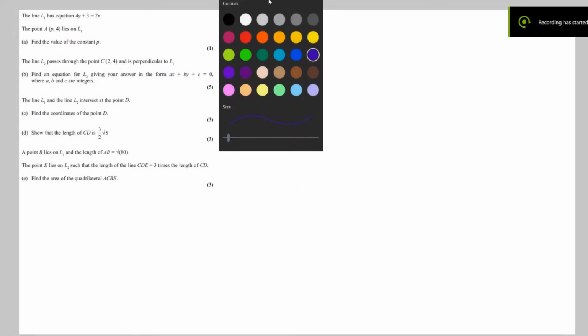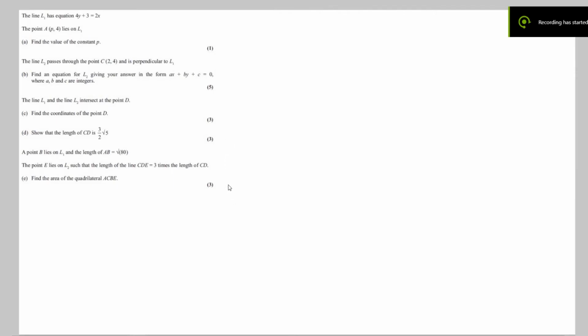Okay, so moving on to the last question, which is probably the hardest question of this question, if that makes sense. And that's probably what's going to set A-star students apart from A students. Okay, so let's start reading the question. A point B lies on L1 and the length of AB equals root 80. And we're told about L2 as well.